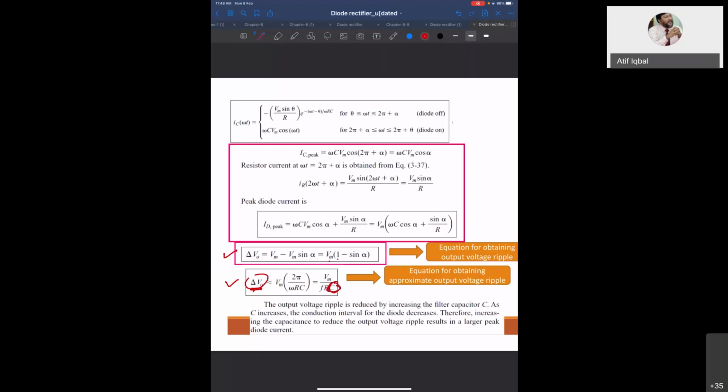If you increase the capacitor value, the voltage ripple will decrease. So the output voltage ripple is reduced by increasing the filter capacitor. As C increases, the conduction interval for the diode decreases. Therefore, increasing the capacitance to reduce the output voltage ripple results in a large peak diode current. So if you increase the value of capacitor, the ripple will decrease, but the current will increase. So this is the meaning.